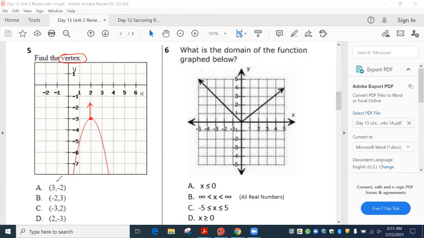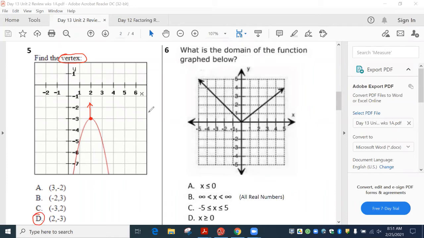2. So look at all your answers. Remember, X is always first. If you forget, I got a little poster right there that says X, comma, Y. X always comes first. Which of these has a 2 up front where the X is at? D. Boom, done. You got your answer.